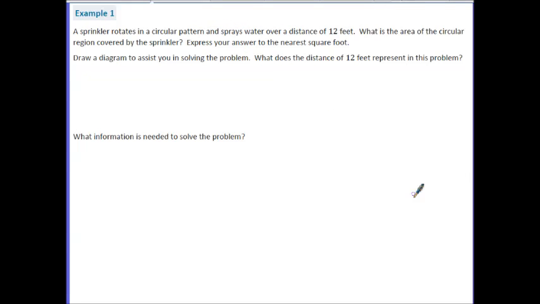A sprinkler rotates in a circular pattern and sprays water over a distance of 12 feet. What is the area of the circular region covered by the sprinkler? So when I'm thinking about area, we need to figure out what shape we're actually dealing with. So if you picture a sprinkler head rotating, it's going, as it says, in a circular pattern. So here we can draw a circle, and the sprinkler head would be located right in the center here. And so when it rotates around, it sprays water, and it says a distance of 12 feet.